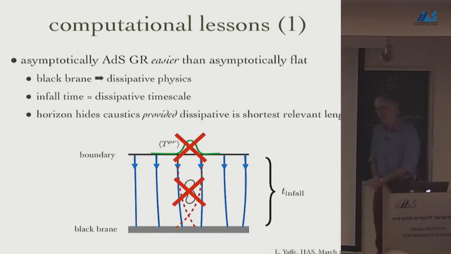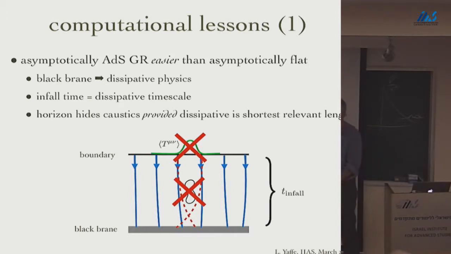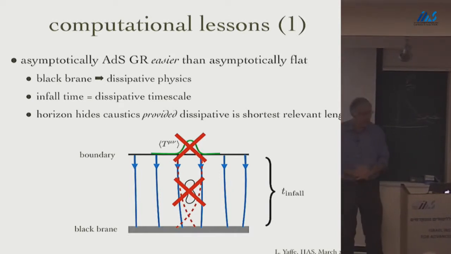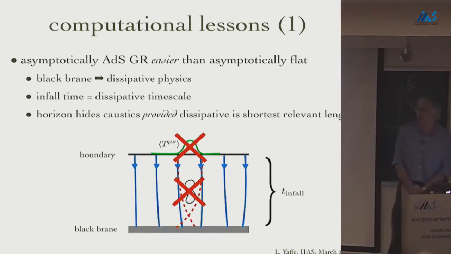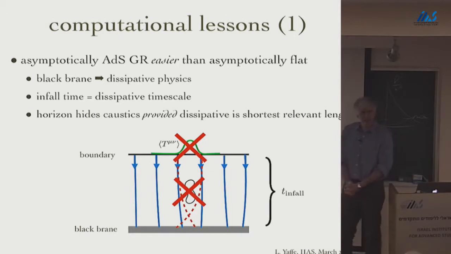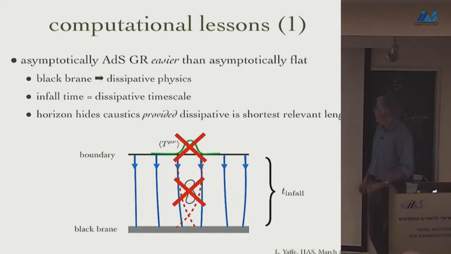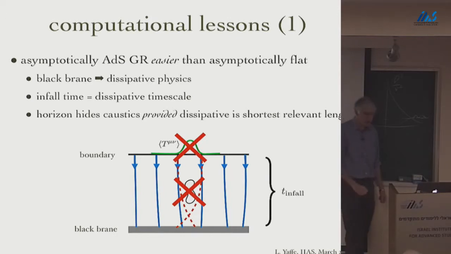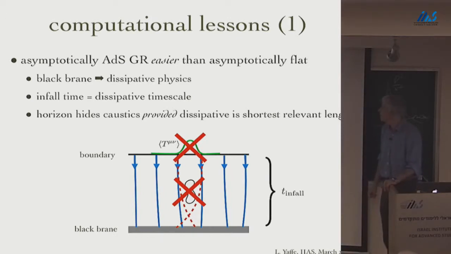However, for today, I'm not talking about problems that involve asymptotically flat spacetimes and that sort of colliding black hole physics. I want to focus on problems which are asymptotically AdS because I'm interested in the dual field theory aspects of it. And the major message is that in many respects, doing asymptotically AdS general relativity is easier than asymptotically flat spacetime.